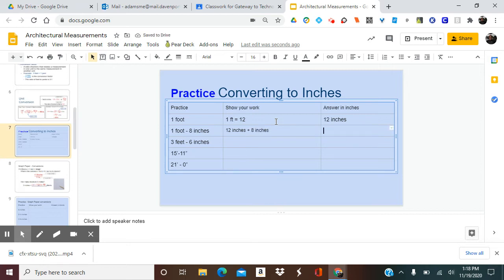Okay, then you have your number, 20 inches. All right, so that's what you're going to do here. So I would do on this one 3 times 12 equals 36, plus 6 inches equals 42. So 42 inches, and make sure you label them. All right, so that's what you're doing on this side.